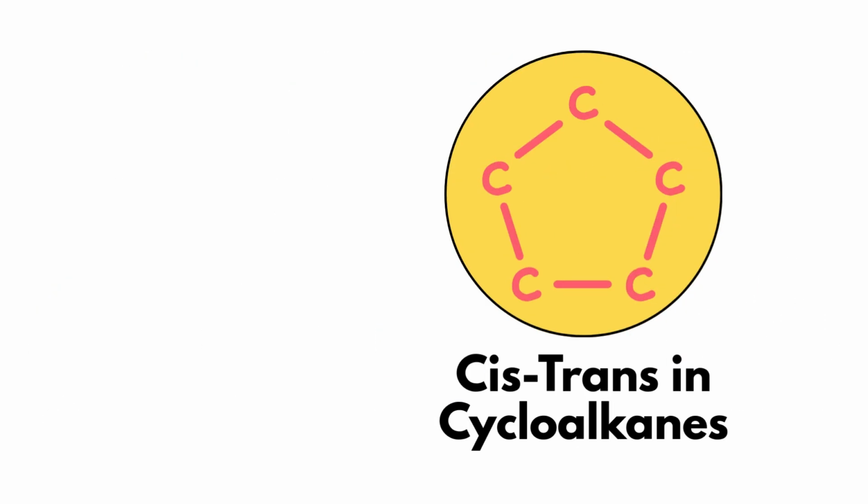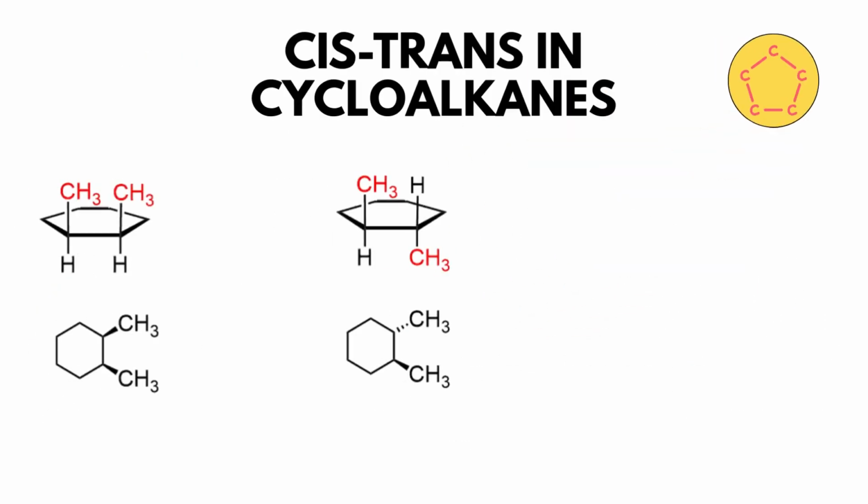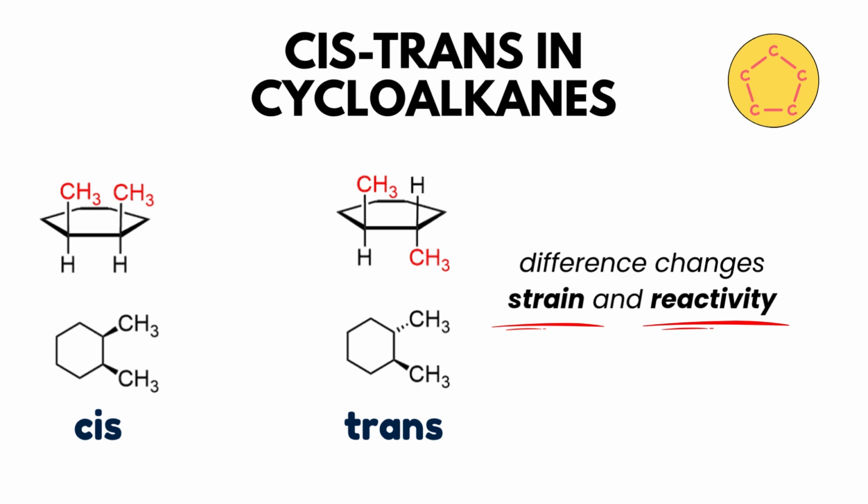Cis-trans in cycloalkanes. Rings lock atoms in place so substituents can be cis or trans relative to each other. That difference changes strain and reactivity, and it's a common example in exam passages.